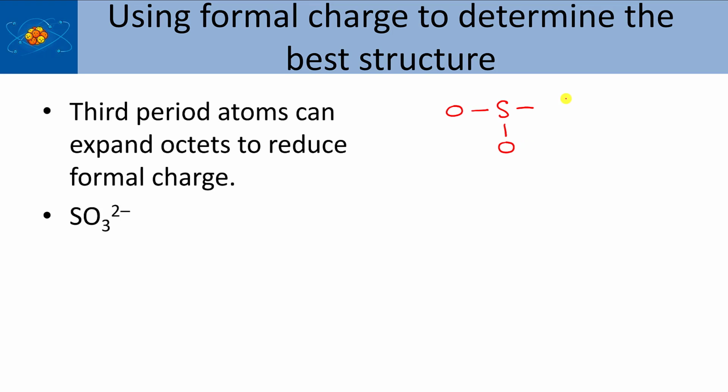Oxygen's around. Count the total number of electrons. Sulfur and oxygen both contain 6 valence electrons, so that's 24 electrons, plus 2 electrons for the charge. So a total of 26 electrons.